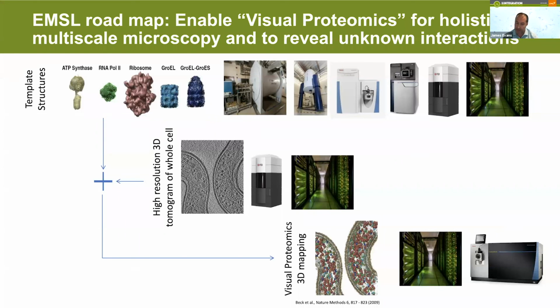combining the template structures with the whole cell tomography, and then template matching and label-free matching to be able to do really visual proteomics 3D mapping as has been described previously by Beck et al. But we're doing this now on an expanded scale where we're able to bring to bear all of the native mass spec capabilities and NMR and single cell proteomics capabilities in order to expand upon what used to be just a cryo-EM focused workflow for visual proteomics.